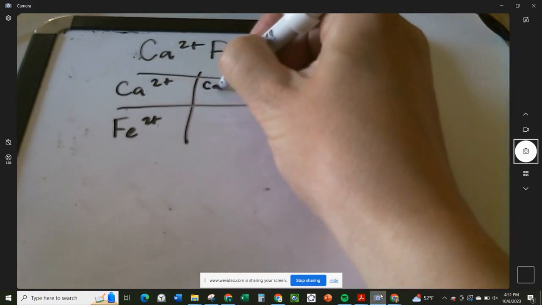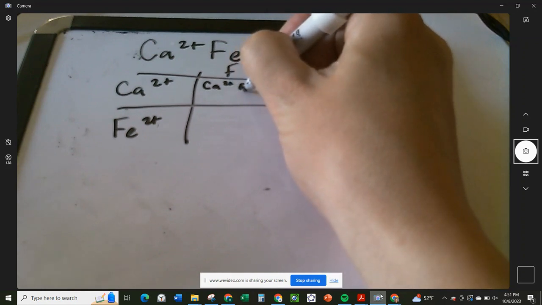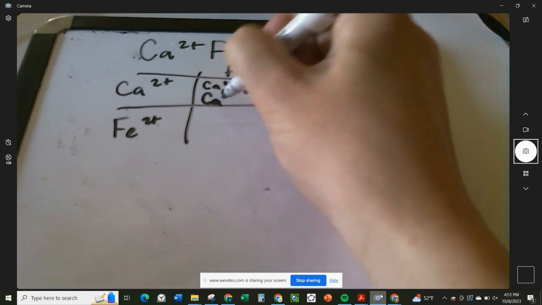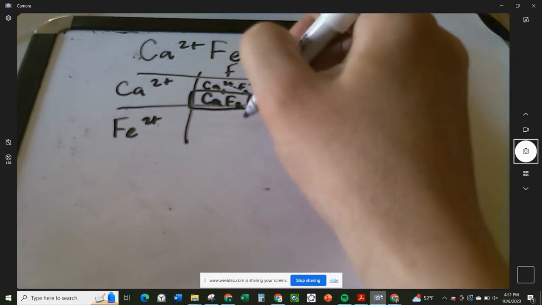So we have calcium 2+ and we have fluorine minus. So we're going to crisscross the charges. So 2 goes down, 1 goes down. We need 1 calcium for 2 fluorines. Don't write the charge in the formula. Write the cation first. Okay, we're just going to drop down here.